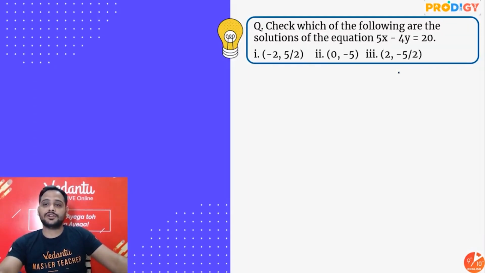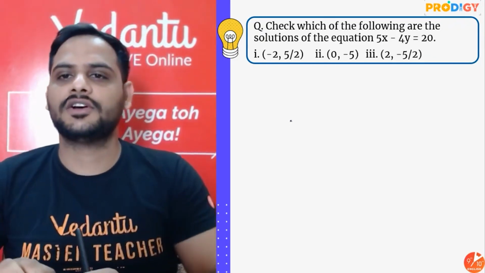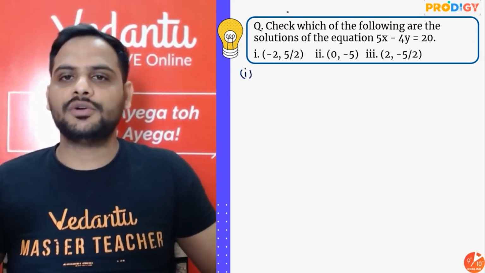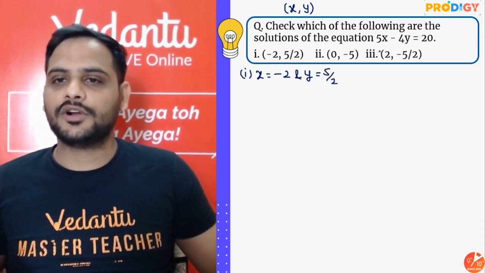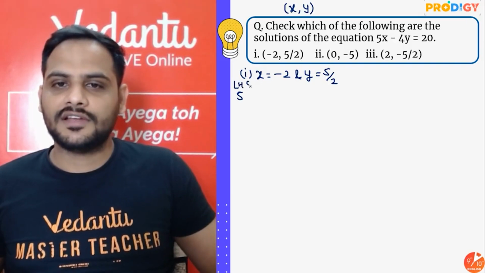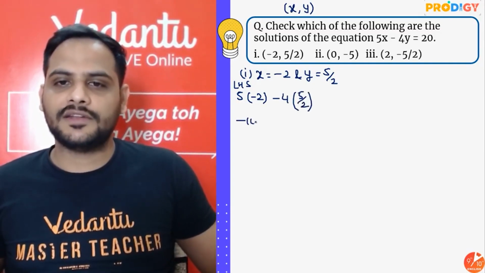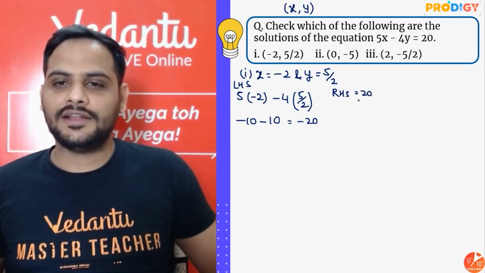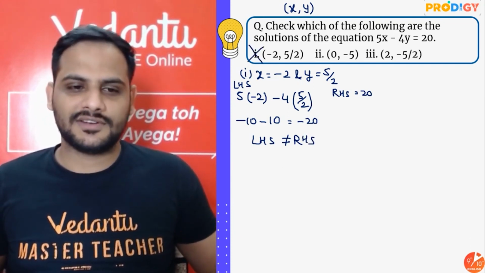Check which of the following are the solutions of this equation. That means we need to find out which of these ordered pairs will satisfy this equation. First one, minus 2 comma 5 by 2. I have told you always it is x comma y. So x equal to minus 2 and y equal to 5 by 2. Let's put it in this equation. LHS is 5 into minus 2, minus 4 into 5 by 2. So 5 into minus 2 is minus 10. Here 2 into 2 cancels, so minus 2 into 5 is again minus 10, which means minus 20. And RHS is equal to 20. So LHS is not equal to RHS. We can say the first one is not a solution.